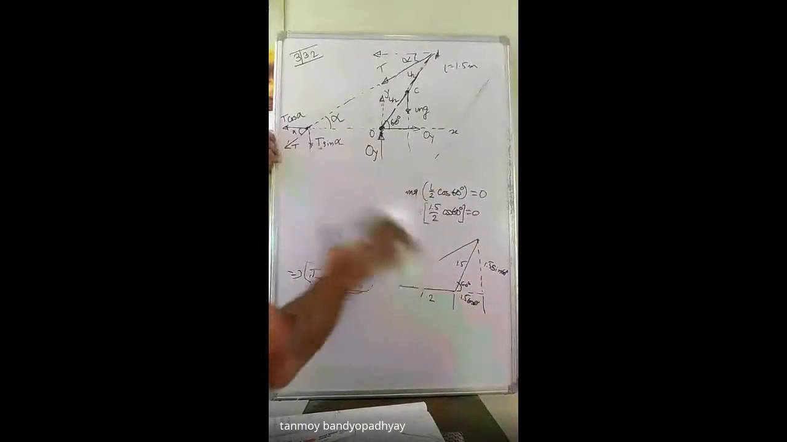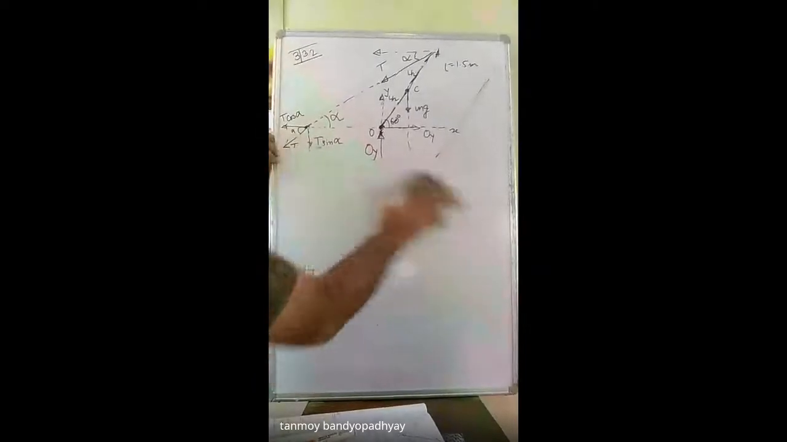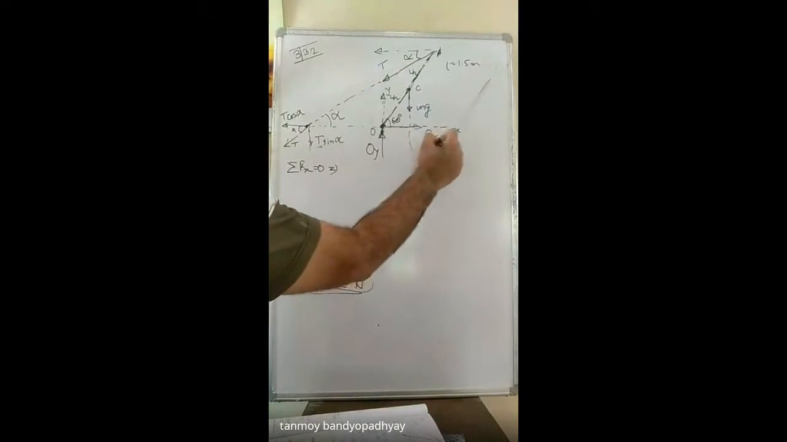So this was the moment equilibrium. So now we will go back to the force equilibrium. So just let this value of P remain here. So if we do a force equilibrium, then sigma Fx should be equal to 0. So what are the forces acting in the x direction or positive x direction? So this I'm calling OX.